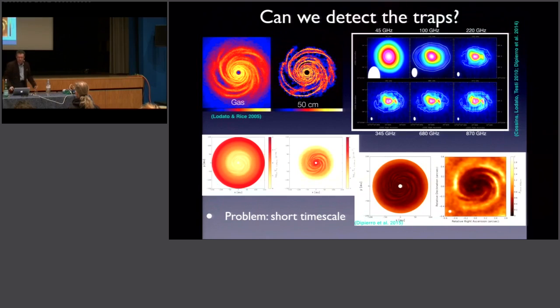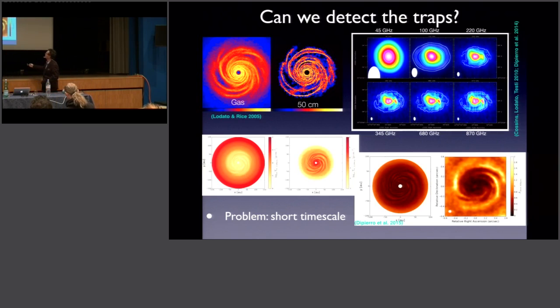So the question is, can we detect the traps? There might be very different kinds of traps. This is just one example that we looked at just to see whether one could see these traps. This is a gas distribution that is not smooth and uniform, actually coming from an instability in a very massive disk, so this might not even be the case for these disks. But if you have such a density distribution, then an increase in density obviously creates also a bump in the pressure and confines very effectively the large particles, okay?